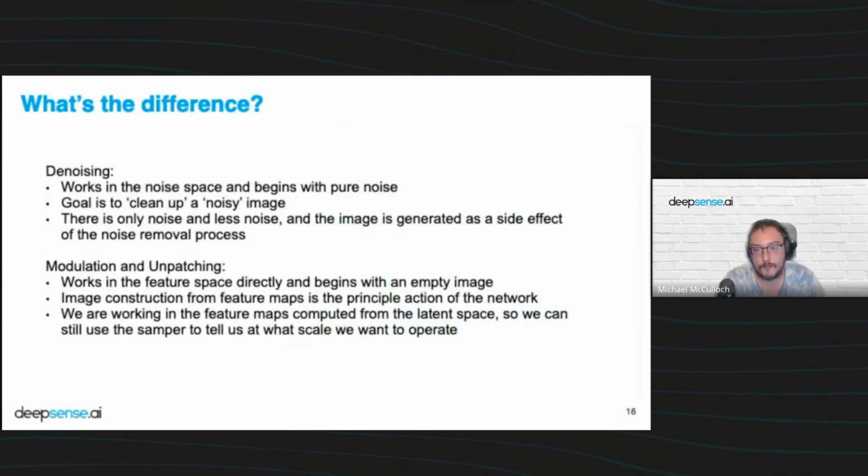To sum up, the main difference: with denoising, you're cleaning up a noisy image. With modulation, you're drawing on a blank canvas. That's the main difference. With denoising, the image generation is a side effect, and with modulation, the image generation is the principal action of the network.